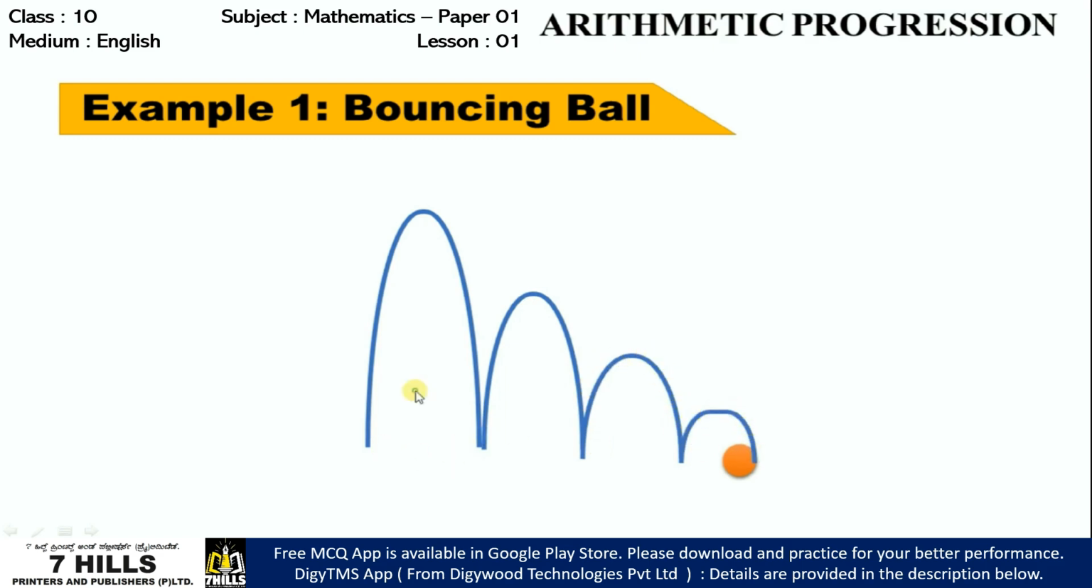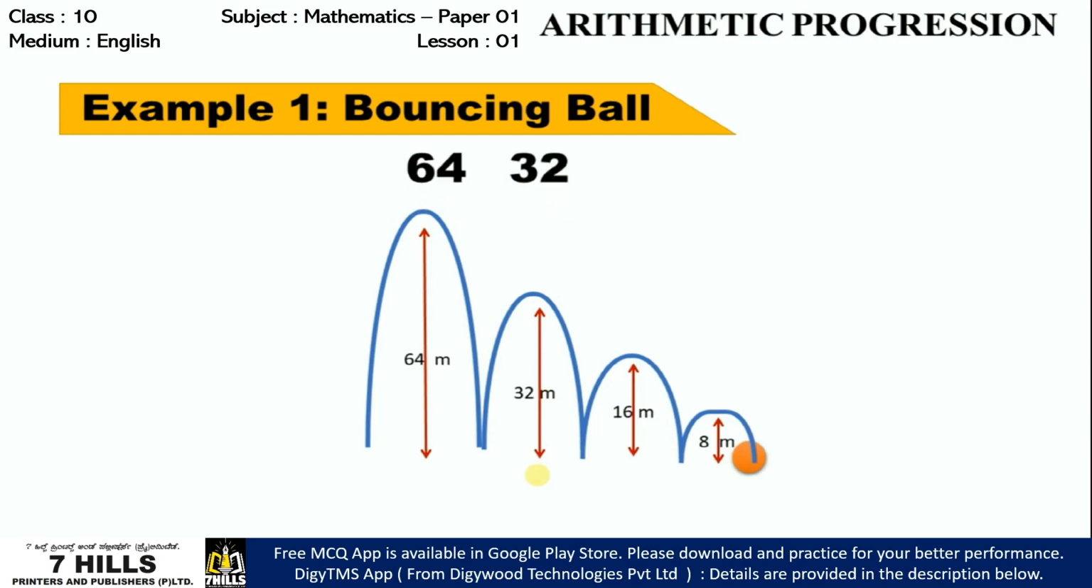On first hit, ball bounced to a height of 64 meters. Then the next bounce is of 32 meters. Third bounce is to a height of 16 meters. Next bounce is to a height of 8 meters. What do we observe here? Height of the second bounce is 32 meters, that is half of 64 meters. Height of the third bounce is 16 meters, that is half of 32 meters. Height of the fourth bounce is 8 meters, that is half of 16 meters. Thus, we got a number list 64, 32, 16, 8, which is following a pattern.